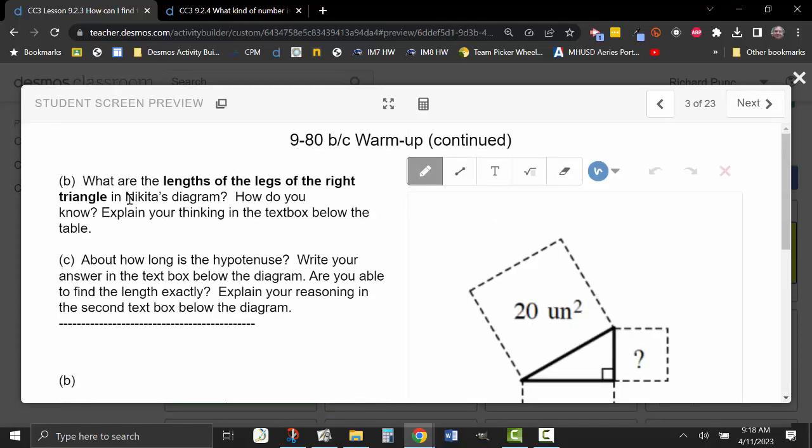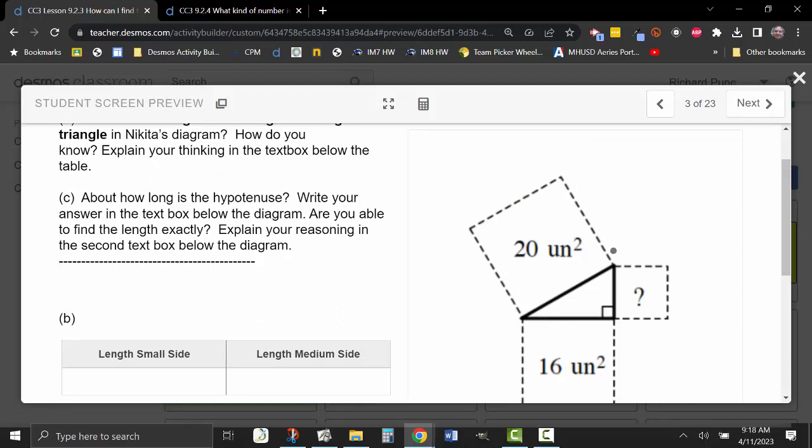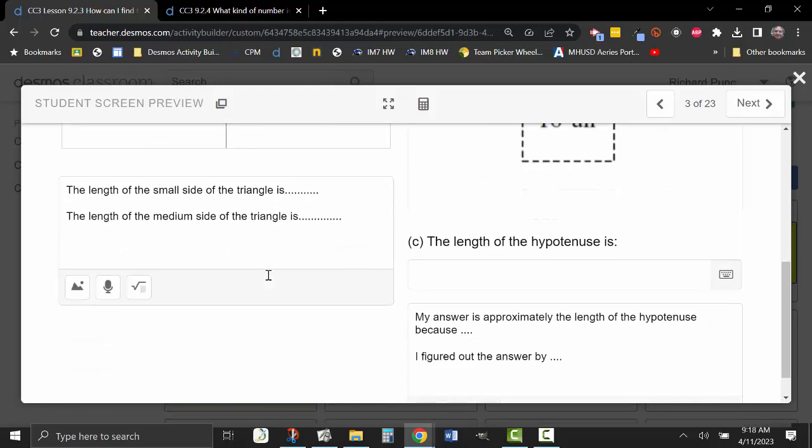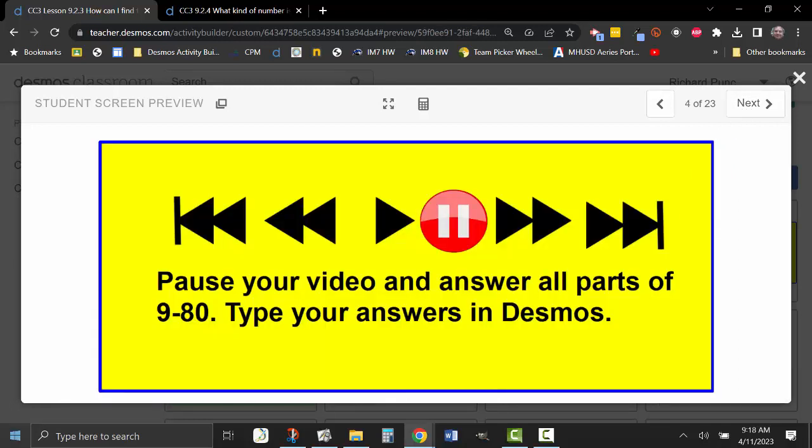And then for part B, what are the lengths of the legs of the right triangle? How do you know? So I want to know the lengths of the legs based on their areas. So you put those here and here. And then part C, how long is the hypotenuse? So then you have to tell me how long you think this is based on its 20 square units. It can just be an estimate. And it looks like you do have a calculator available if you want to use that to help you with your estimate. Please go to your quiz and the warm-up, and you can go ahead and pause this video right now.